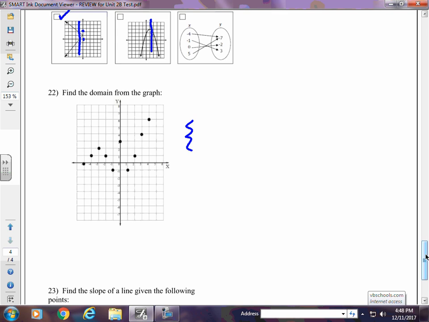So from left to right, -5 has a dot. -4, I can go up and find a dot. -3 has a dot. -2 has a dot. -1 has a dot. 0 has a dot. 1 has a dot, 2 has a dot, 3 has a dot, and 4 has a dot. So every dot had a different x value, and all of them have to be listed. None of them repeated. Okay.